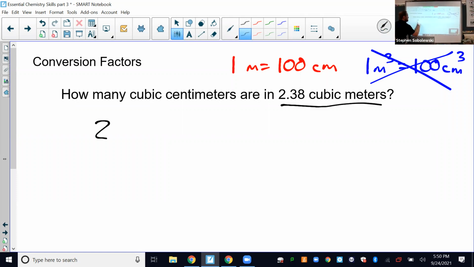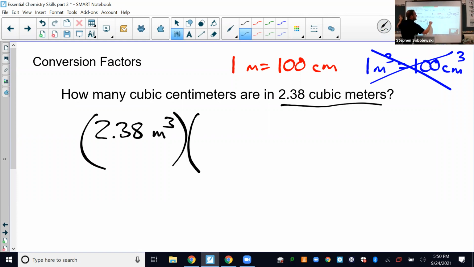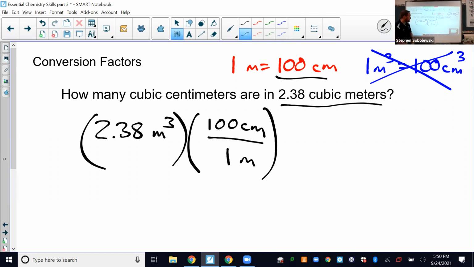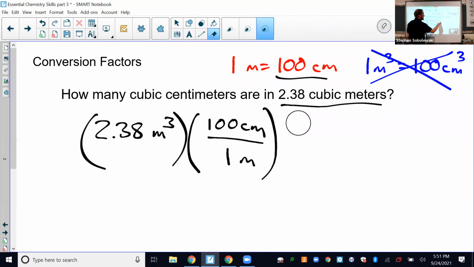Starting point, 2.38 cubic meters times 100 centimeters over 1 meter, close parentheses. Will this solve our problem? No, but notice what it will do. It'll get one of the meters out of there. So what can we do? Well, you have 2 options. You can cube the outside of this, not the inside, the outside. Or what I prefer to do, it takes an extra 20 seconds, but I like it better.